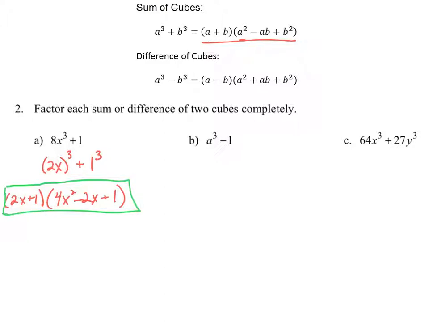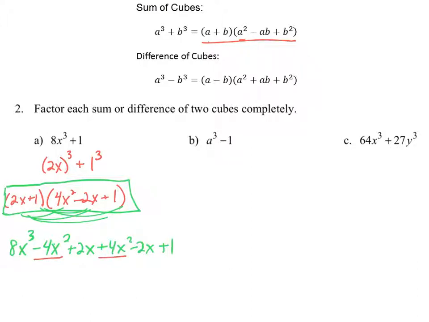The FOIL process doesn't work since we have too many terms. So we first begin by distributing the 2x, and then we're going to distribute the 1. In our check step, we get 8x squared minus 8x to the third minus 4x squared plus 2x, and then distributing the 1, we get plus 4x squared minus 2x plus 1. And by combining the like terms, we see that we have a minus 4x squared and a plus 4x squared.